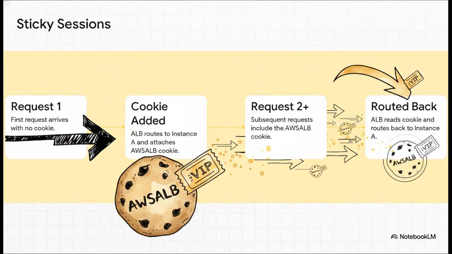Let's say you're using an application load balancer. The very first request hits with no cookie at all. The ALB routes it to instance A, and then injects an AWS ALB cookie right into the response. From that moment on, every subsequent request carries that cookie. It acts like a VIP pass, telling the ALB to bypass standard distribution and route directly back to instance A.